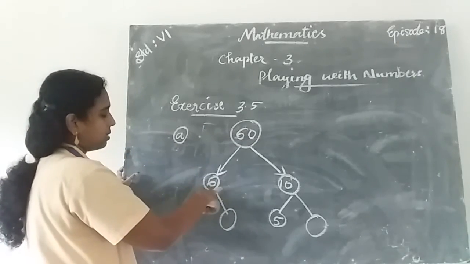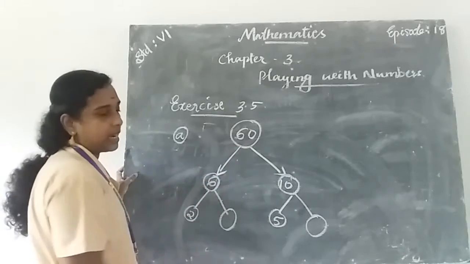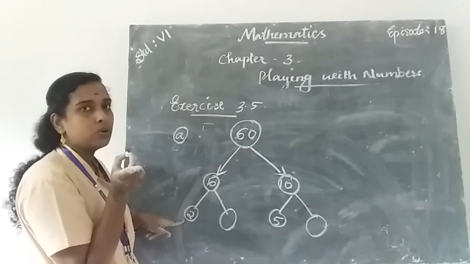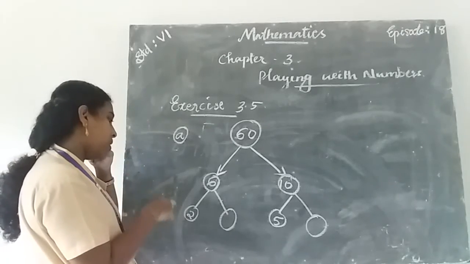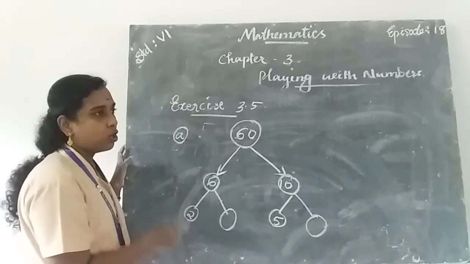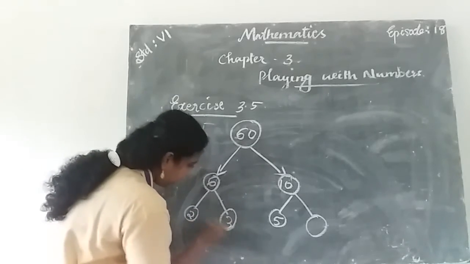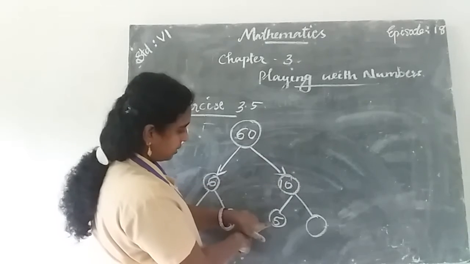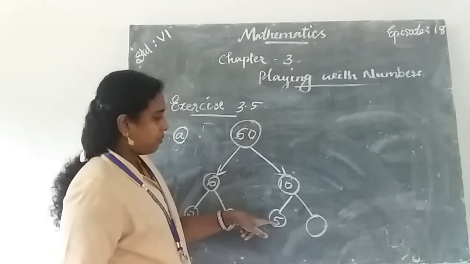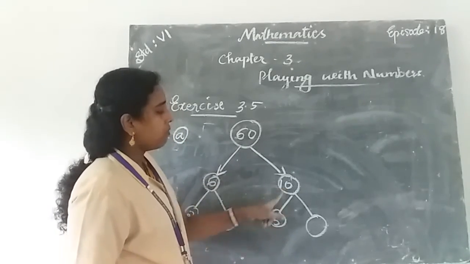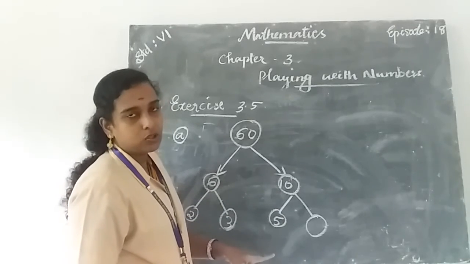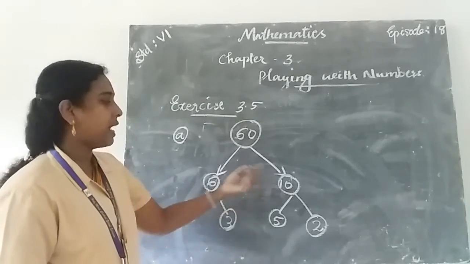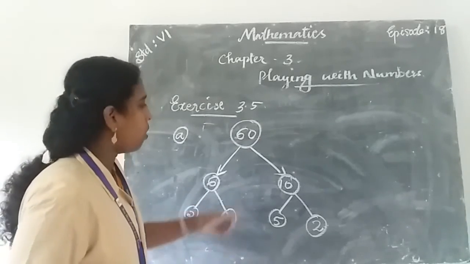So 60 is written as the product of 6 into 10. And here 6 is written as 2 into, we multiply a number by 2 to get 6, which is the number 3. So we write 3 here. 2 into 3, 6. Here 10, here 5 is given, and we multiply a number by 5 to get 10, which is the number 2. So we write 2 here. 5 into 2, we get 10. So this is the answer of the first question.